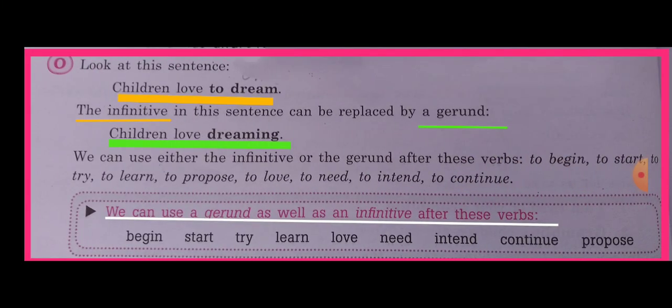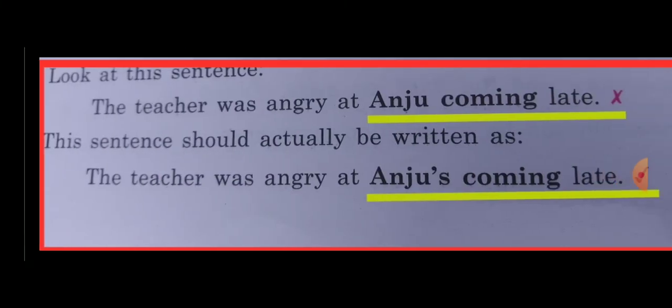Now look at the sentence. "Children love to dream." Here the infinitive in the sentence can be replaced by a gerund. How? "Children love dreaming." For that the rule is we can use either the infinitive or the gerund after these verbs. Which are the verbs? To begin, to start, to try, to learn. After those we can use either an infinitive or a gerund.